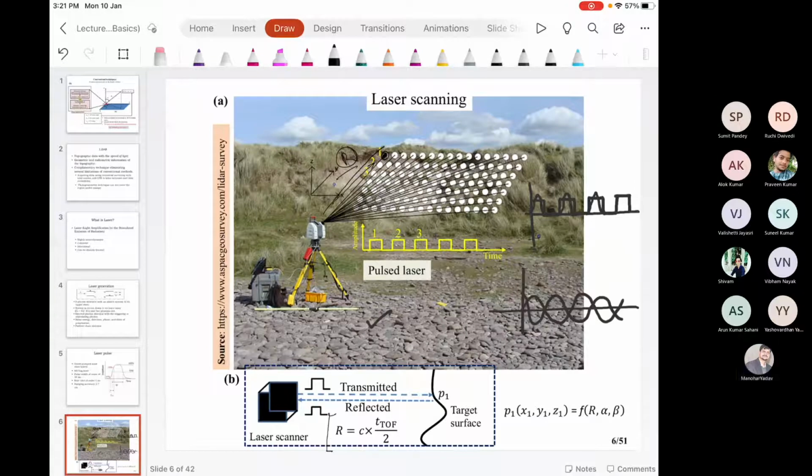So at time t1, if we consider that the first laser pulse is fired, the time is recorded. It goes towards target 1 in a straight line and returns back. So how can we calculate the range?